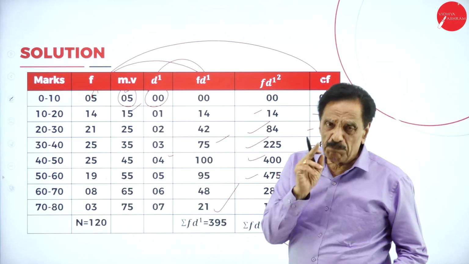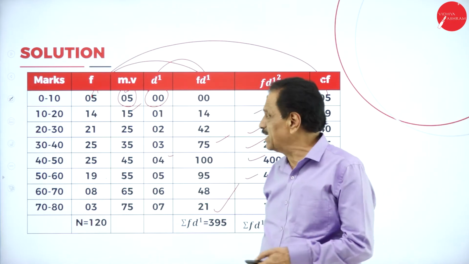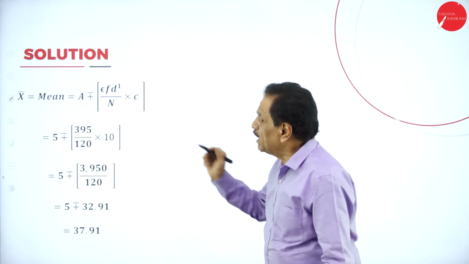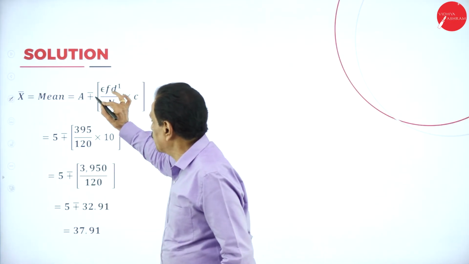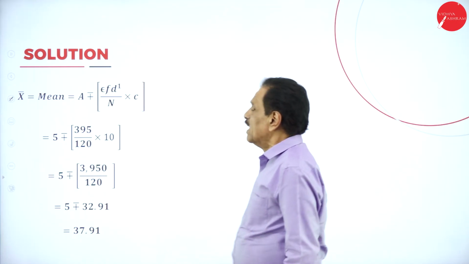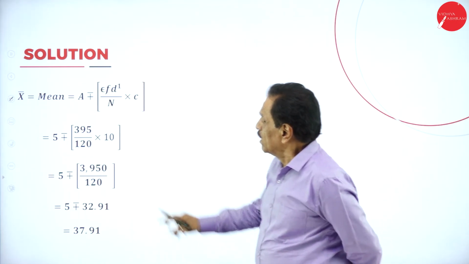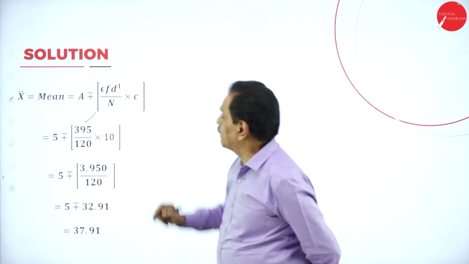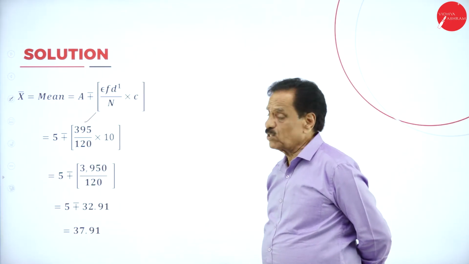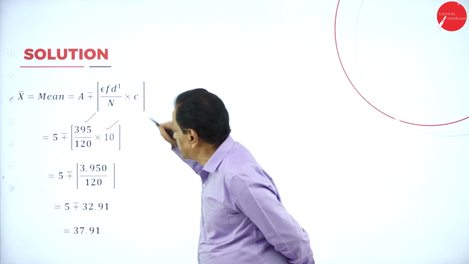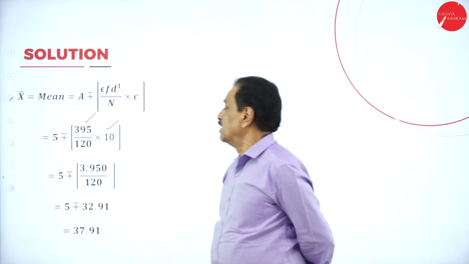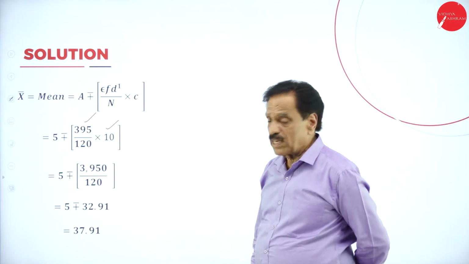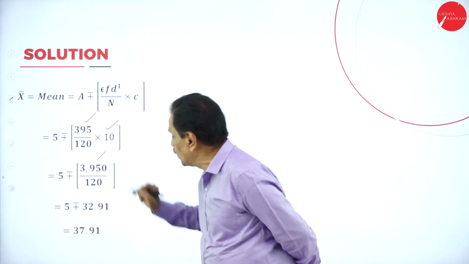So what we require? Mean, median and standard deviation. Mean is equal to A plus or minus sigma fd dash divided by n into C. Your assumed mean is 5. Your fd dash is 395. Number of frequencies 120. Class difference is 10. Multiply by this. 395 into 10, 3950 divided by 120.